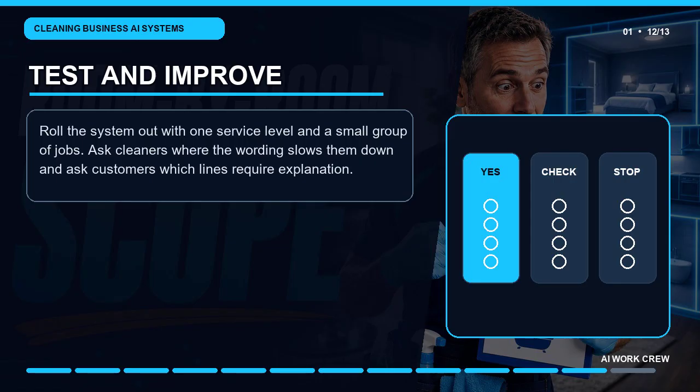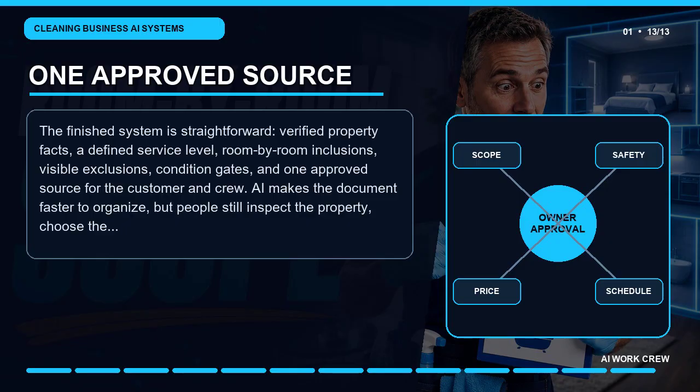Roll the system out with one service level and a small group of jobs. Ask cleaners where the wording slows them down, and ask customers which lines require explanation. Track additions requested at the door, tasks repeatedly misunderstood, and rooms that regularly need revised time. Those patterns tell you whether the scope needs clearer language, a better inspection question, a separate add-on, or a different service level. Version the approved template, so an outdated checklist cannot quietly return after the team has improved it.